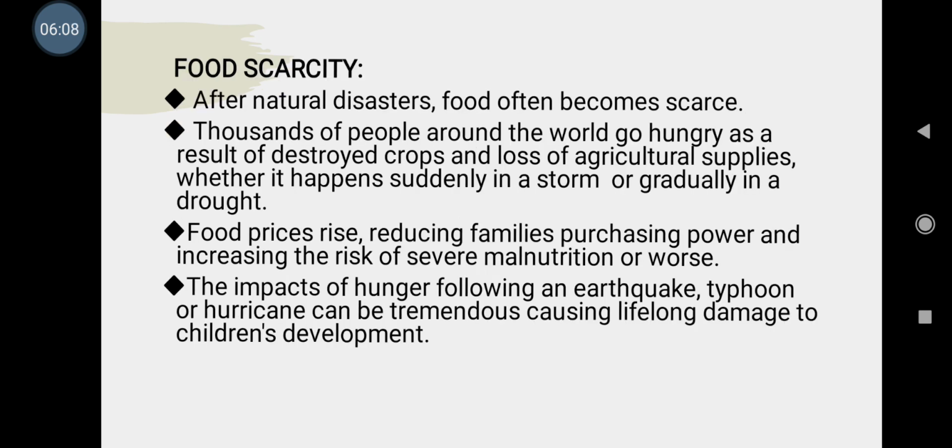Food scarcity. As a disaster hits, food often becomes scarce. Thousands of people around the world go hungry as a result of destroyed crops and loss of agricultural supplies, whether it happens in a storm or gradually in a drought. As a result of disasters, food prices increase and people are not able to afford food, and there is severe malnutrition or worse.